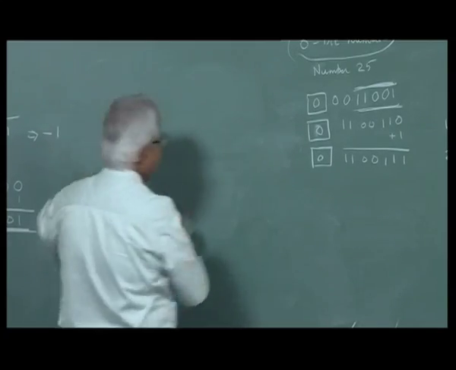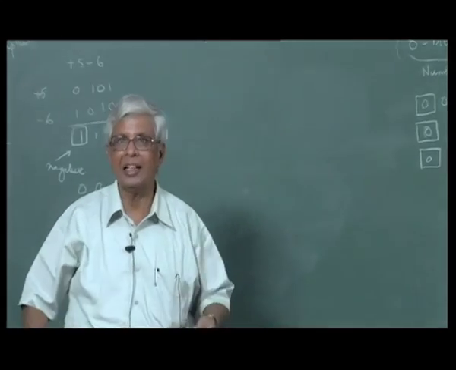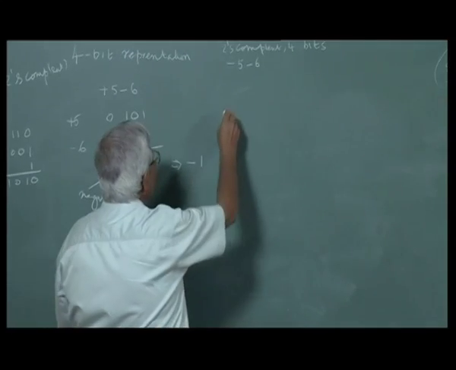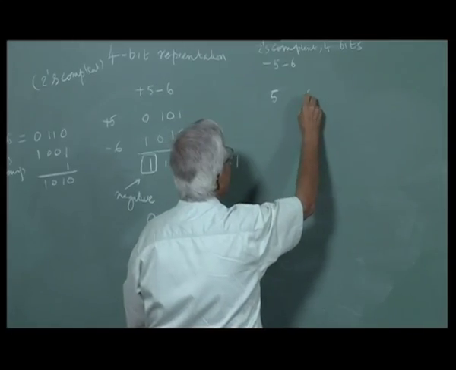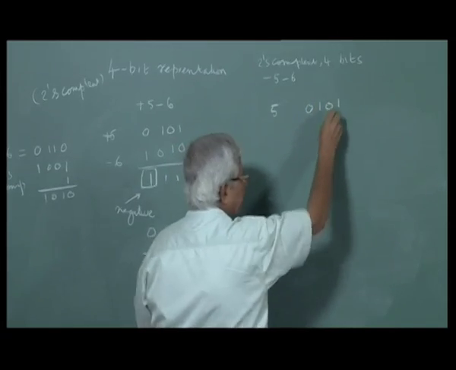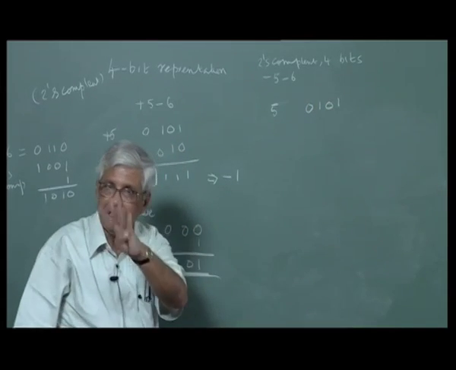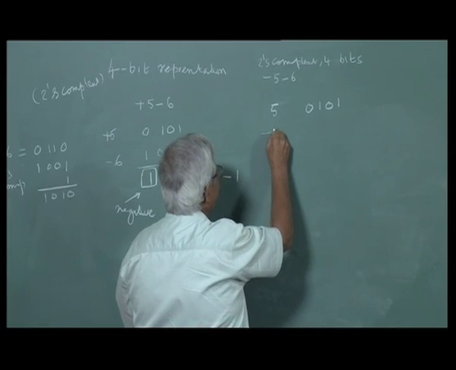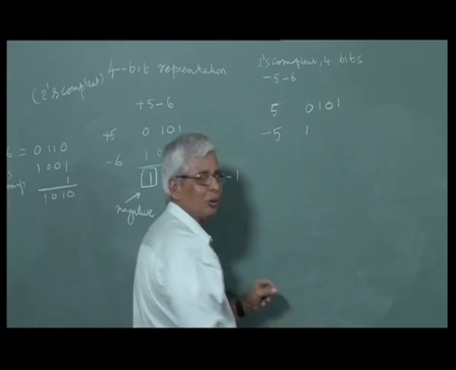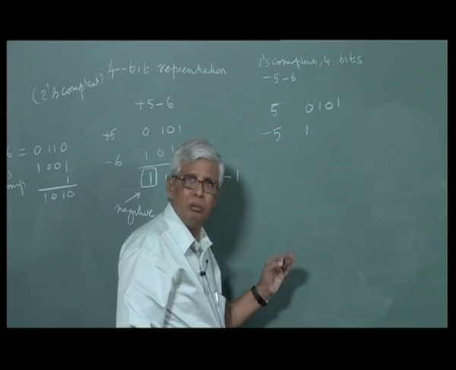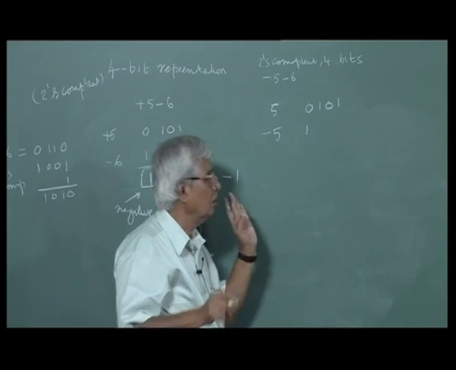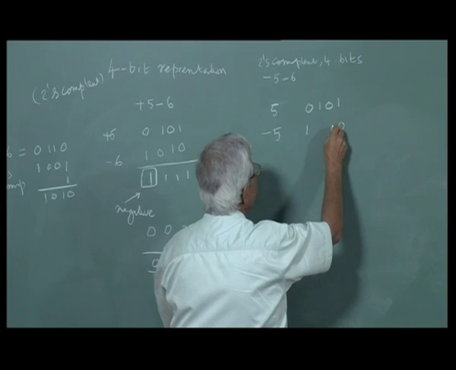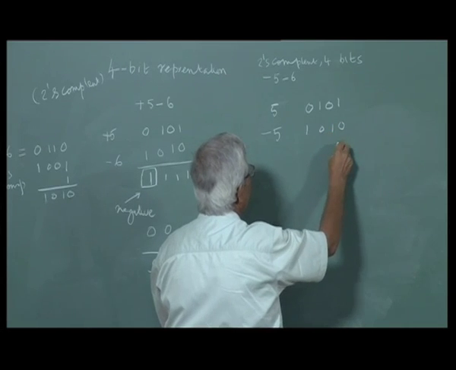So minus 5, minus 6. Both are negative numbers. What is 5? 5 is 0, 1, 0, 1. I'm sticking to 4 bits to make it easier to understand. Minus 5. Now you invert it, and then it is 0, 1, 0. Add 1.